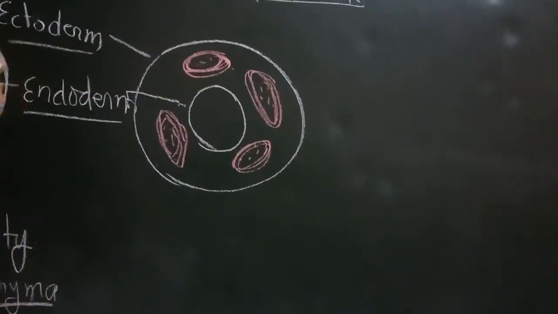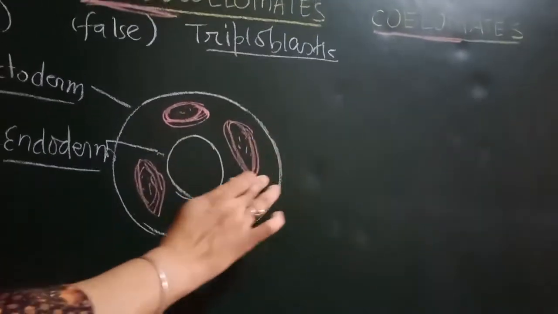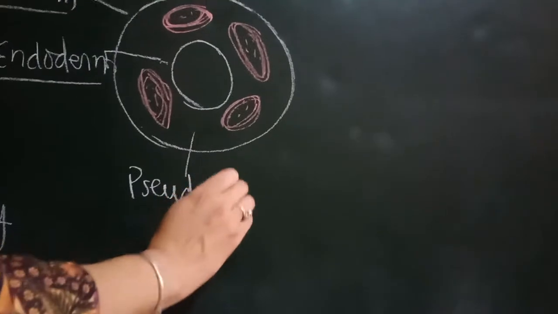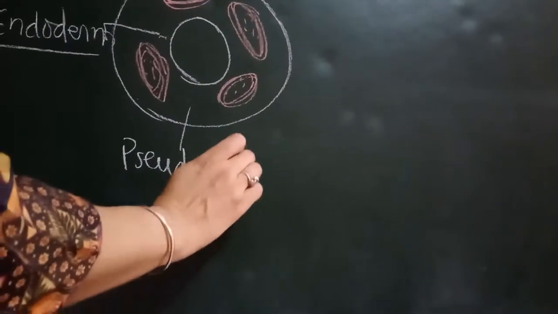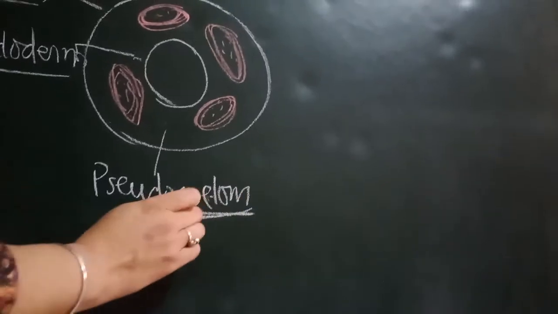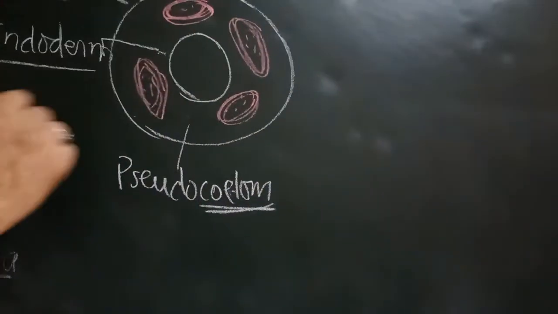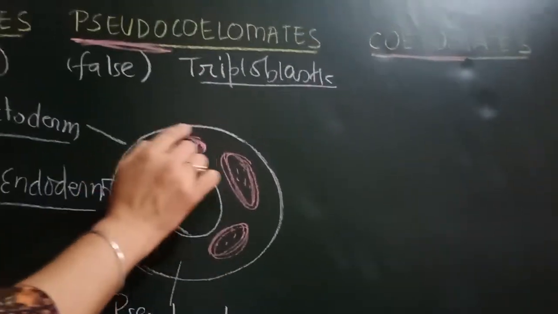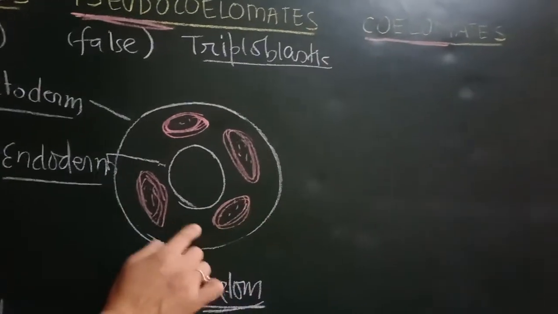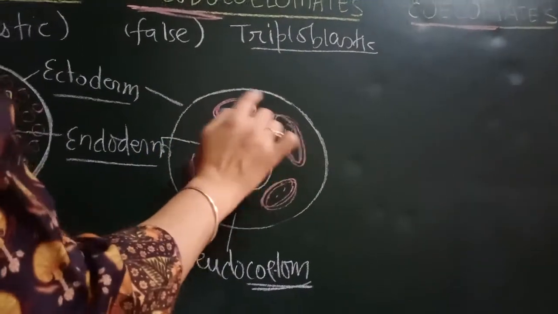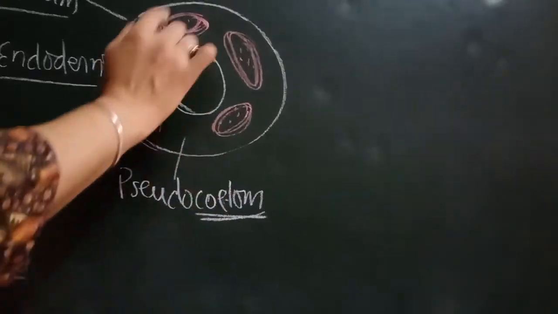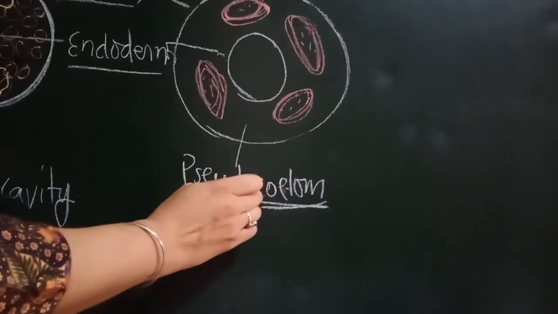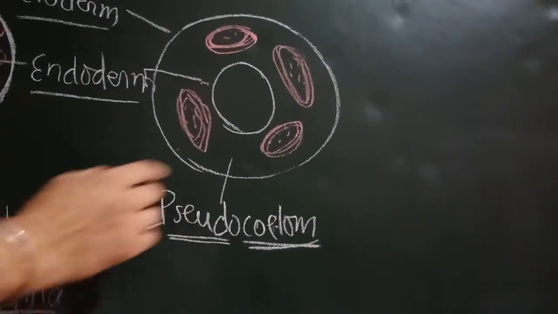So this space which is left is called the pseudocoelom. Now why is it called pseudocoelom? Coelom is actually a space that should be bounded by the mesoderm on all the sides. But in this case, the mesoderm is scattered and the space is not properly bound by the mesodermal layer. The space is there, but it is not properly lined by the mesodermal layer. So that's why it seems to be a space, but it is actually not the true space. So it is called pseudocoelom, false coelom.